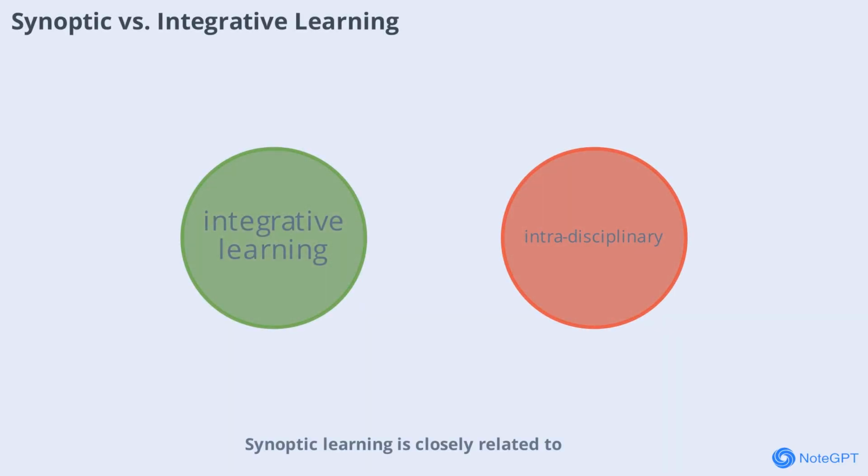Synoptic learning is closely related to the broader concept of integrative learning. While integrative learning refers to synthesizing thoughts, actions, and experiences across contexts, synoptic learning focuses specifically on drawing connections within a single discipline. This intradisciplinary approach is vital because it helps students see how different parts of a subject fit together, rather than viewing them as isolated topics. By emphasizing these internal links, synoptic assessment ensures that students develop a deep, coherent understanding of their subject area.